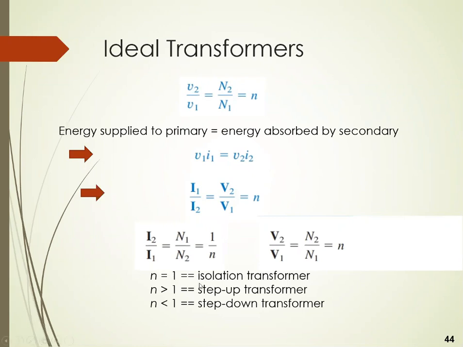If n is equal to 1, we call this an isolation transformer. Why? Because if n is equal to 1, then the voltage in the primary is equal to the voltage in the secondary. There's no change in voltage. It's just an isolation transformer. If n is greater than 1, then the voltage is being increased, so we call this a step-up transformer. If n is less than 1, the voltage is being decreased on the secondary side, so we call this a step-down transformer. Okay?